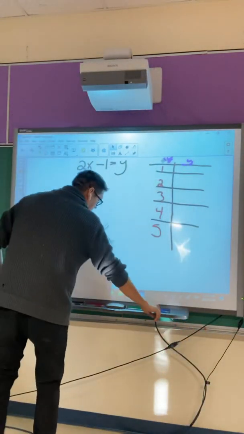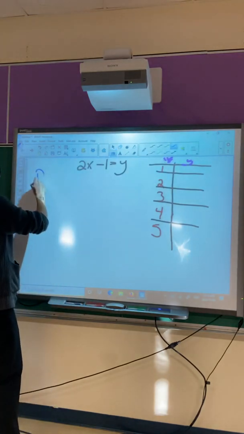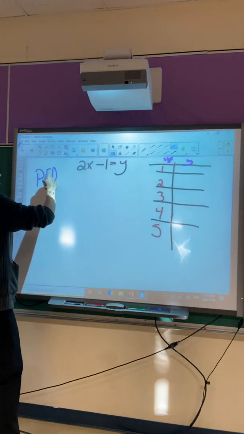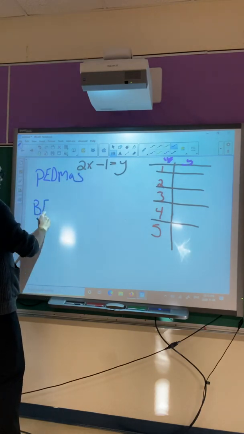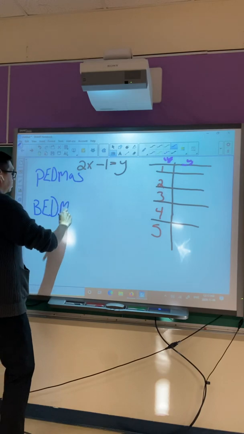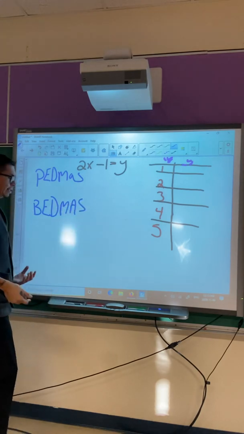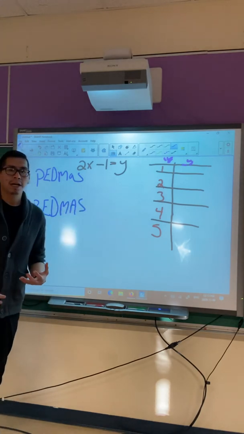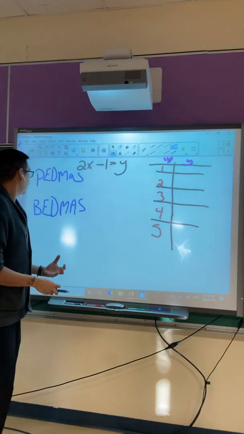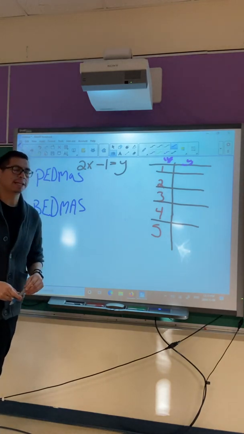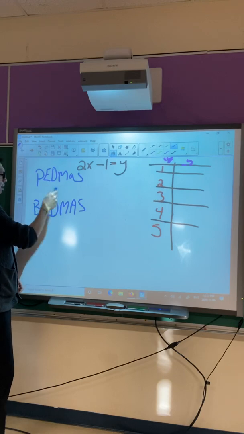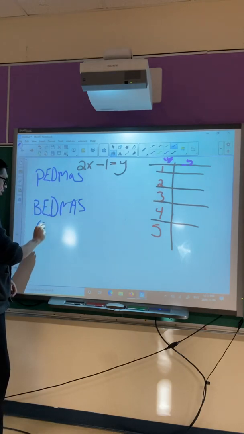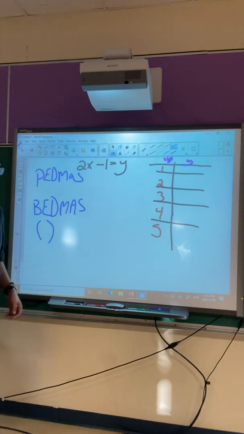Order of operations, or people call it PEDMAS, others call it BEDMAS. Either one is the same. The P and the B stand for the same thing. P stands for parentheses and B stands for brackets. When they're talking about brackets or parentheses, they're talking about things that look like this.